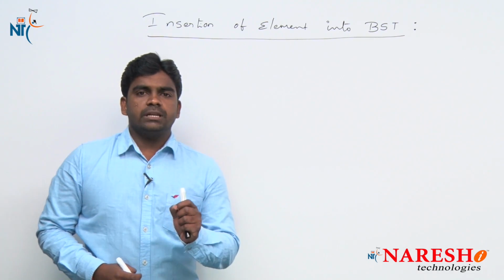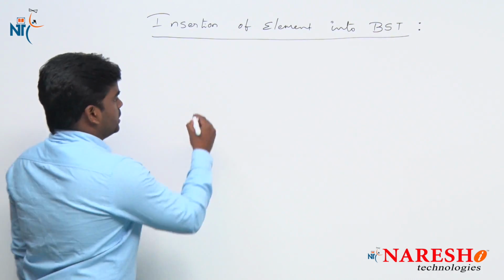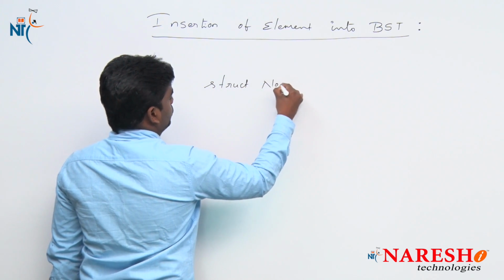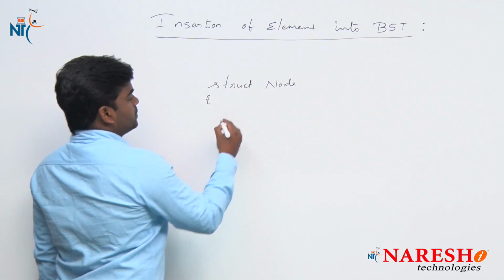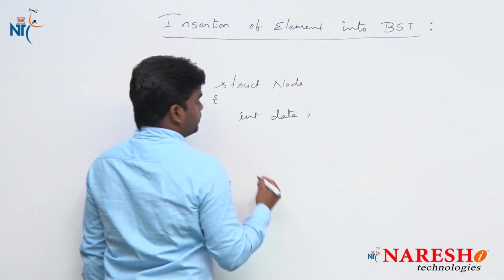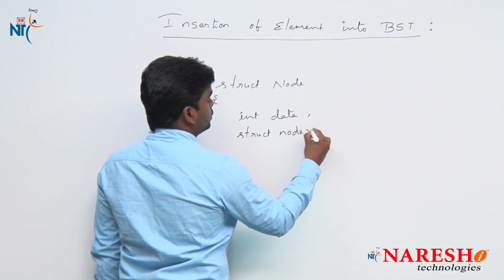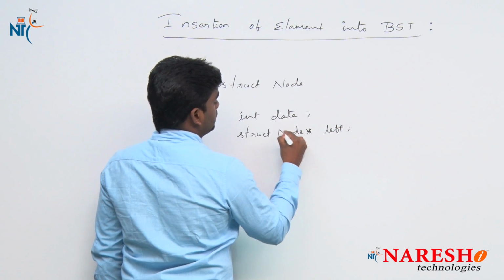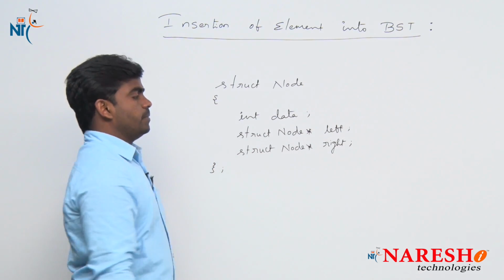First we need to create the node. How to create the node? The structure representation we already discussed very clearly. Struct node has at most three fields: one is a data field to store the information, the next is a pointer to the left child, and the next is a pointer to the right child. So this is the structure.